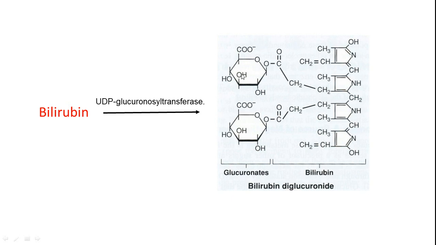So because of addition of these highly polar functional groups over here as well as here, bilirubin diglucuronide will become water soluble. Okay, so in this way, in case of liver, bilirubin will be conjugated. Okay, so this diglucuronide is what we call the conjugated form of bilirubin.